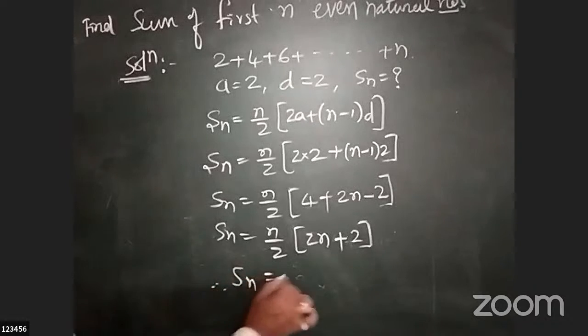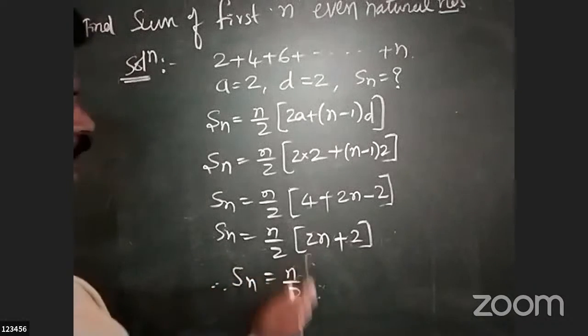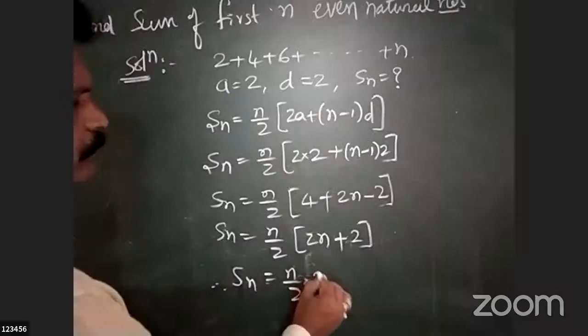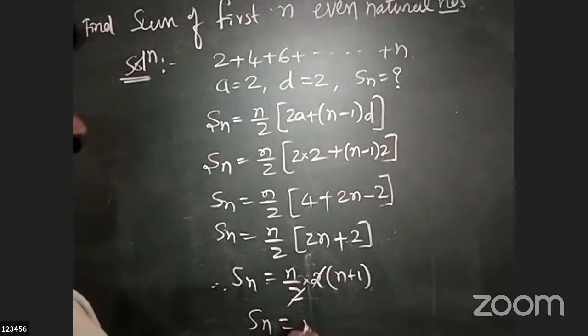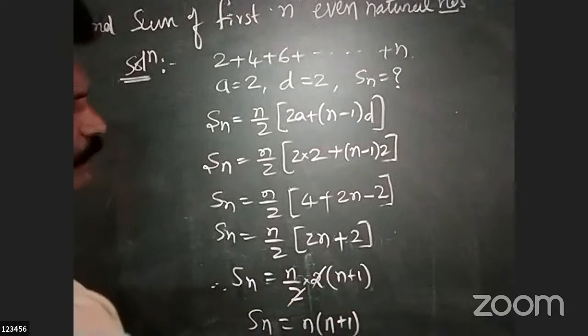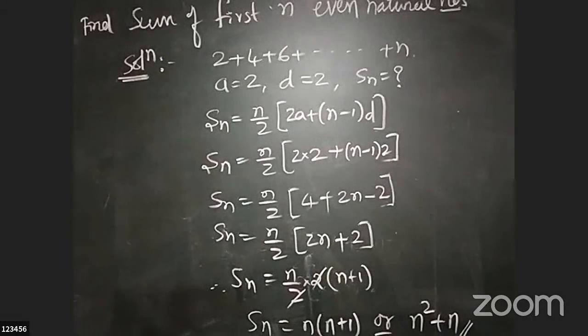Sn will become n by 2 into bracket. Shall I take 2 common? Yes, sir. 2 common into bracket n plus 1. The 2 gets cancelled. Sn is equal to n into bracket n plus 1, or n square plus n. Both are the same. Initially, someone told it is n into n plus 1, sir. Yes, that girl is perfectly right. It is n into bracket n plus 1, or n square plus n.